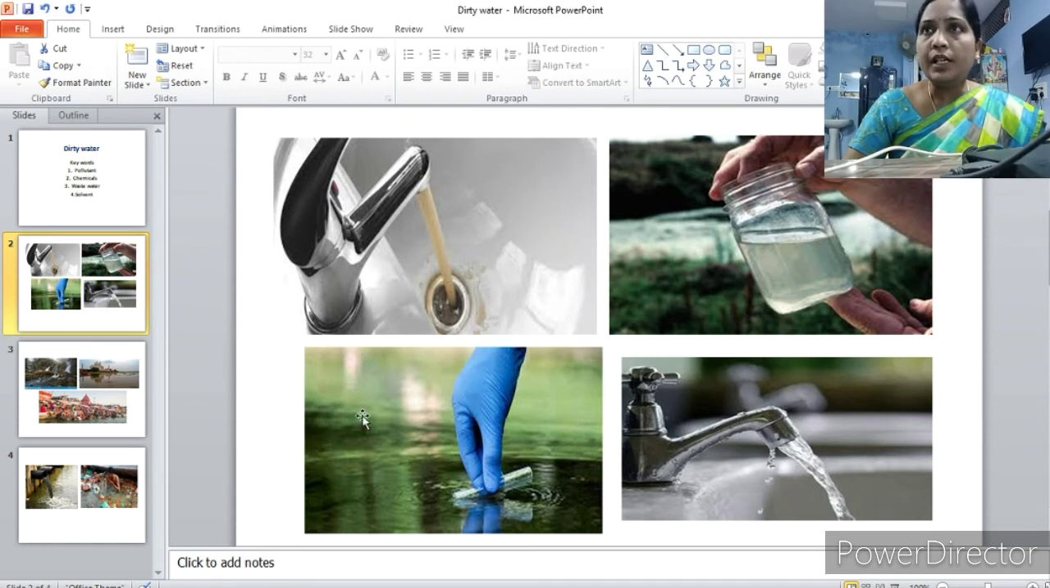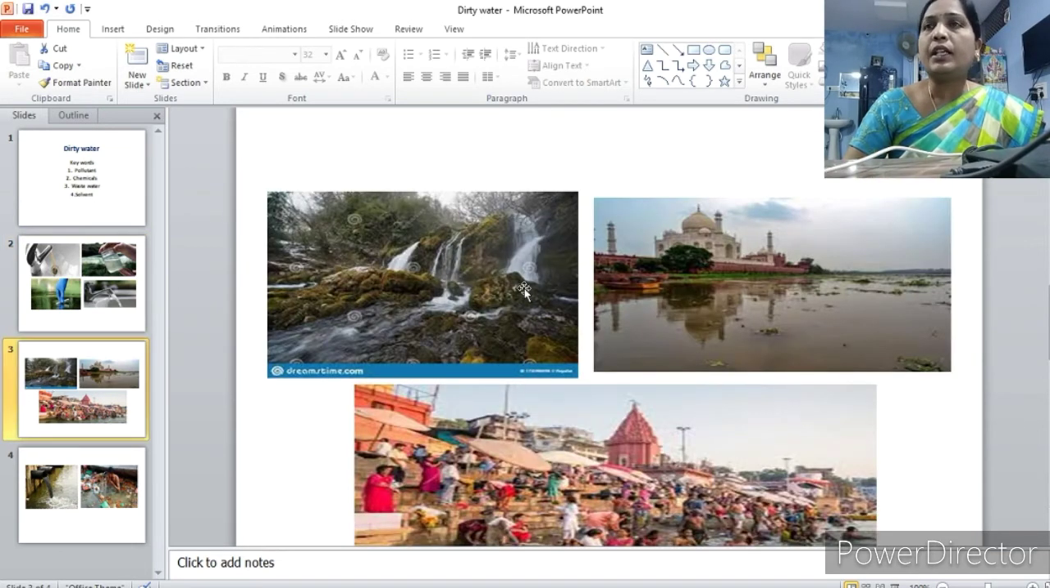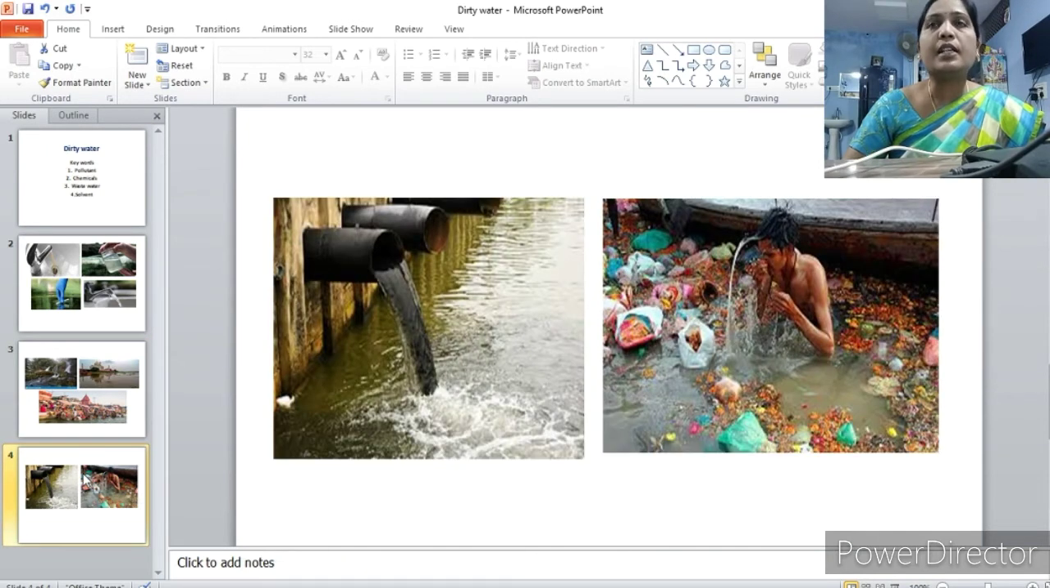So in today's class, you learned about how the water is getting polluted and you also observed different samples of water. You learned the reasons for pollution of water and how the rivers Ganga and Yamuna are getting polluted. The government is taking up the Ganga Action Plan to clean the Ganga water, and the Yamuna Action Plan to clean the Yamuna water.